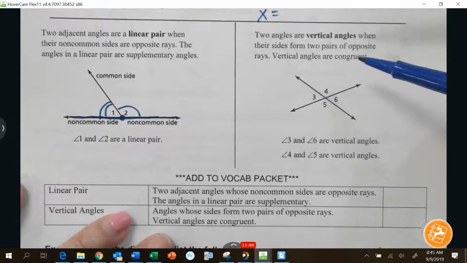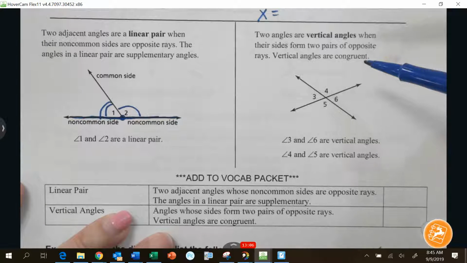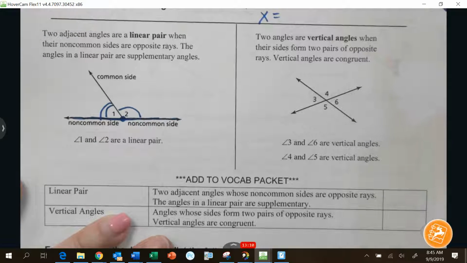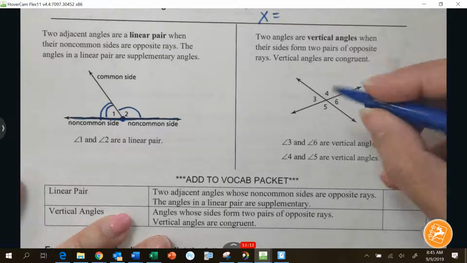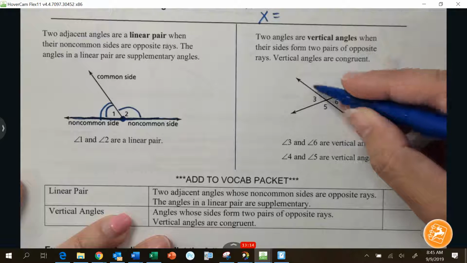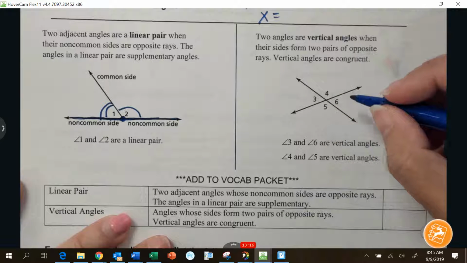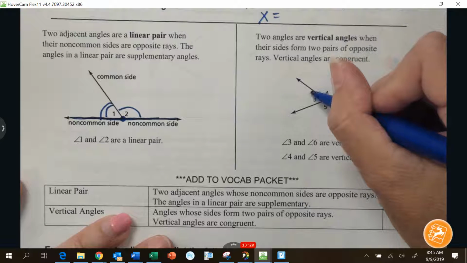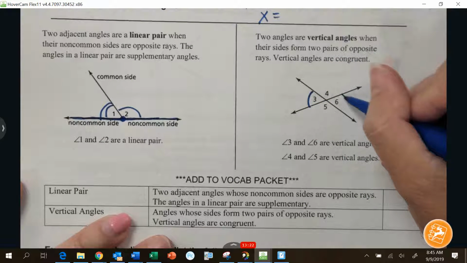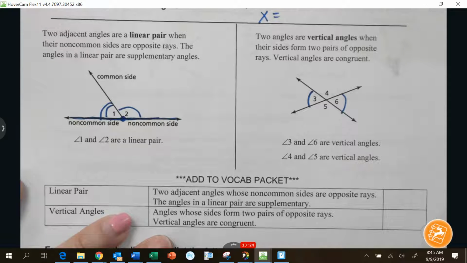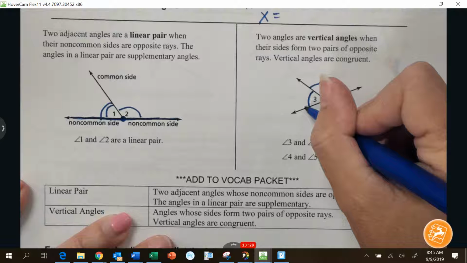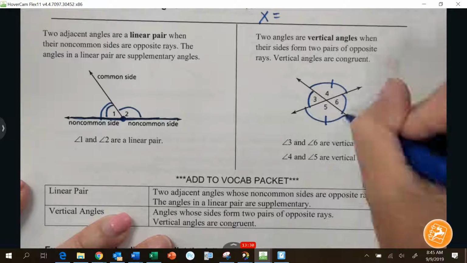And then vertical angles, these are my favorite. I don't know why. They're everybody's favorite angles. If you had to pick favorite angles, this will be it. Vertical angles are angles that, when you've got two intersecting lines, are opposite each other. So in this picture, angle 3 and angle 6 are vertical angles, and angle 4 and angle 5 are vertical angles.